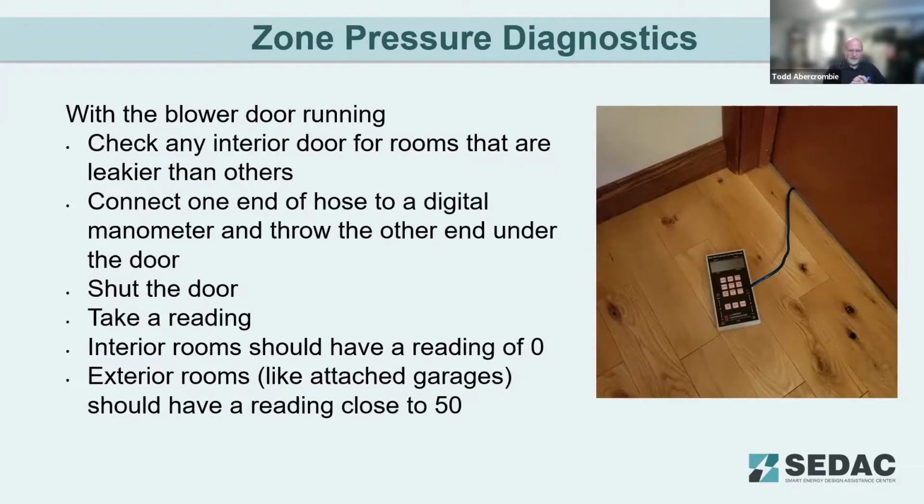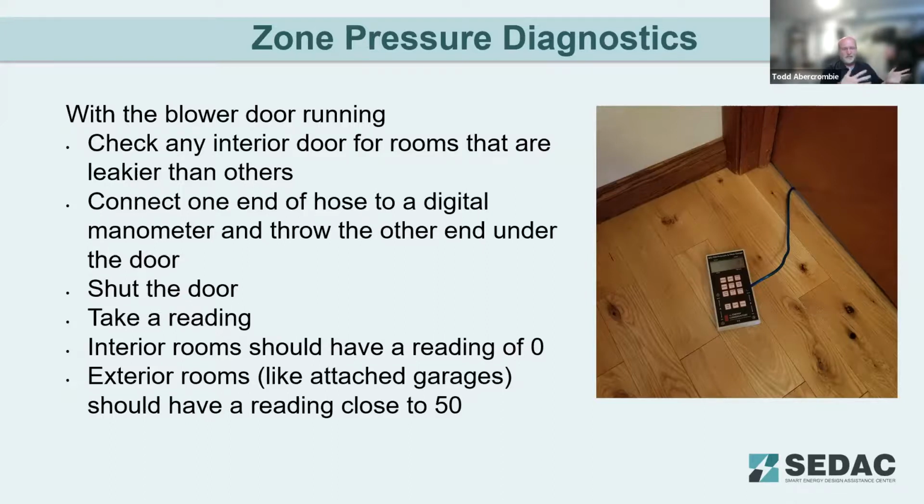So for the zone pressure diagnostics, you have the blower door running at the test pressure, and then you walk up to a room, throw a hose under the door, close the door, and take a reading with a manometer. And basically you're trying to determine if that room is leakier or tighter than another room. And if it's, of course, leaky, then we know we need to figure out what's going on in the room that needs to be addressed. Super fast test to run. Generally speaking, when you look at the manometer, the one pictured on the floor, your range should be 0 to 50. You want close to 0, which means that room is within the envelope of the house.